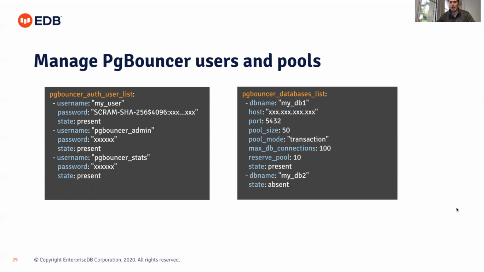Well, the manage pgbouncer role can be used to manage the user list and the pool list. So with the variable pgbouncer user list, we can define the users and their passwords we want to be here, or the users we want to remove. With the pgbouncer databases list, we handle our pool list. So for each connection pool, we can define the target database name, the public IP of the target Postgres instance, the Postgres port, the pool size, the pool mode, etc.